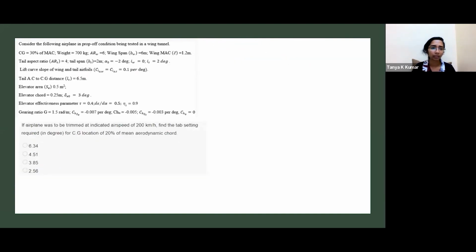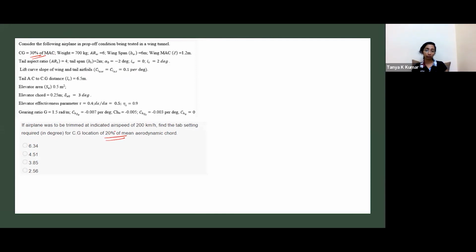Next question is, if the airplane was to be trimmed at an indicated airspeed of 200, in this case they've given you the velocity V trim. Find the tab setting angle required for a CG location of 20% mean aerodynamic chord. So initially your CG was at 30% of mean aerodynamic chord. Now they've made it 20%.